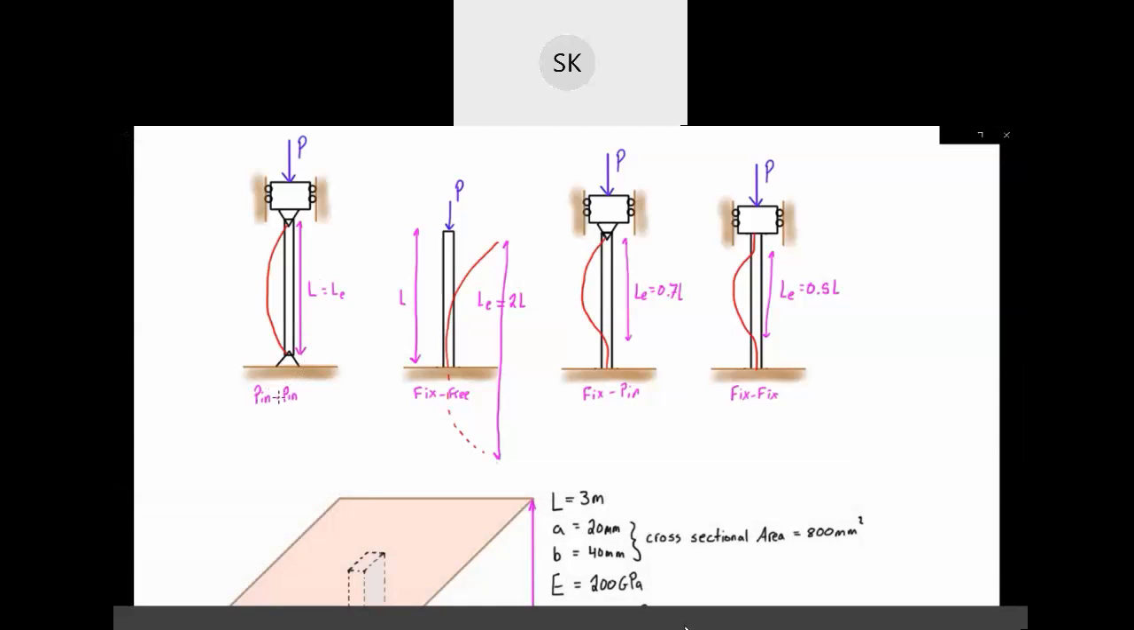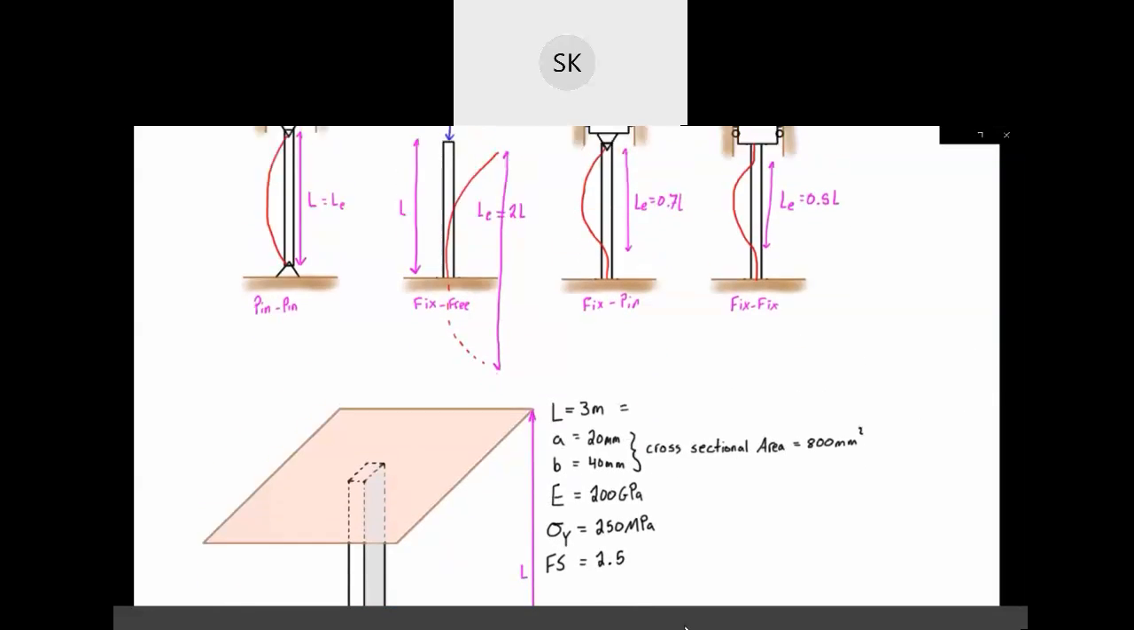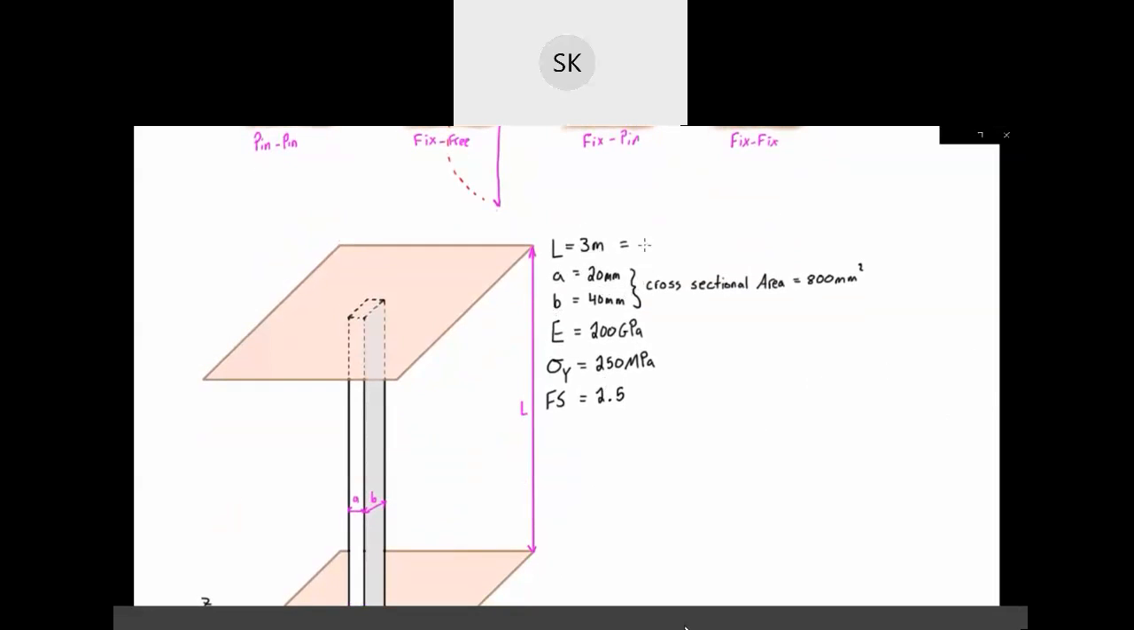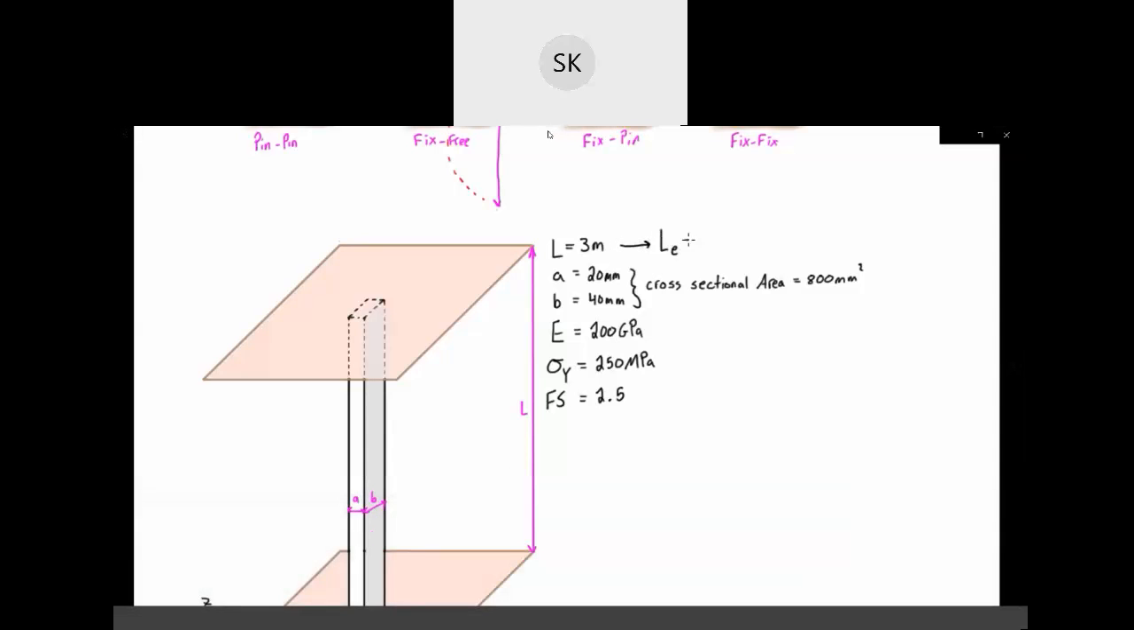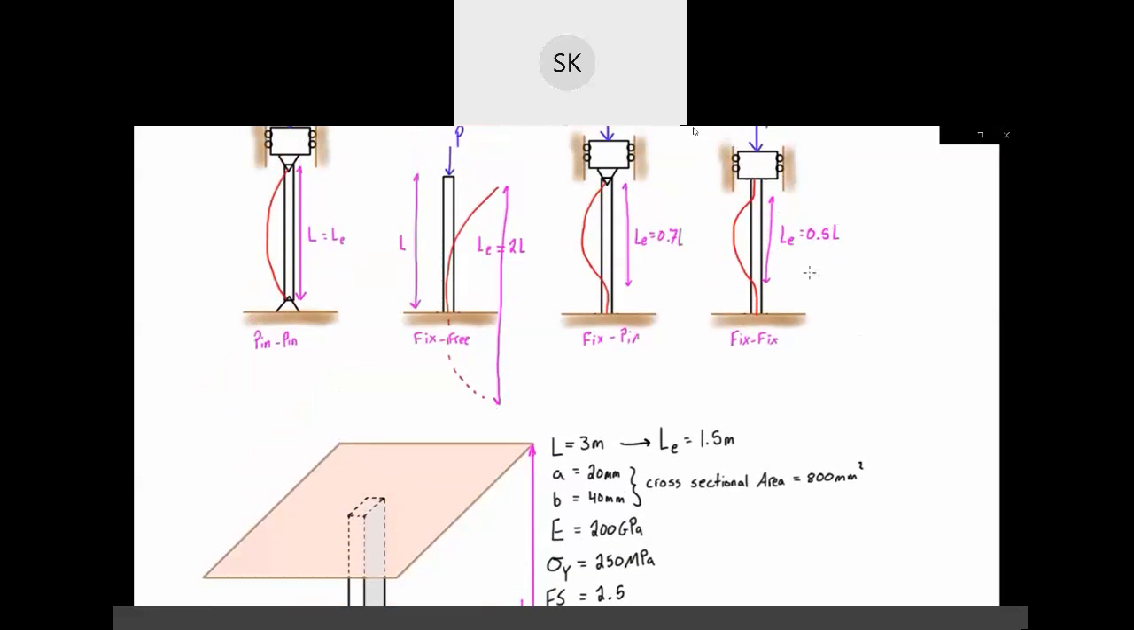There are different situations: pin ends, a fixed end with a free end, a fixed end with a pin end, and a fixed end with a fixed end. This is the situation we have here in this video. So our effective length is going to be equal to 0.5 times the actual length. In this case, our actual length is 3 meters. So our effective length is equal to 0.5 L, which is 1.5 meters.